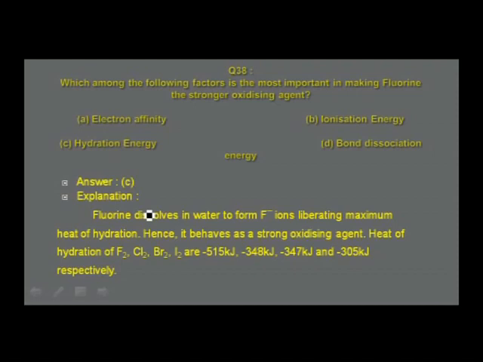Among the halogens, the heat of hydration is given for fluorine, chlorine, bromine, iodine as minus 515 kilojoules per mole, minus 348 kilojoules per mole, minus 347 kilojoules per mole, and minus 305 kilojoules per mole. It is in the decreasing order of magnitude. Fluorine with a higher magnitude is therefore a stronger oxidizing agent compared to the rest.